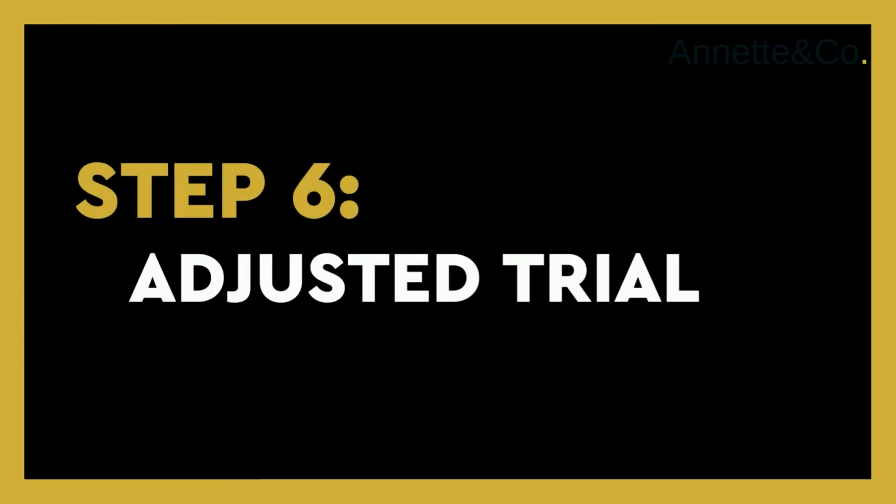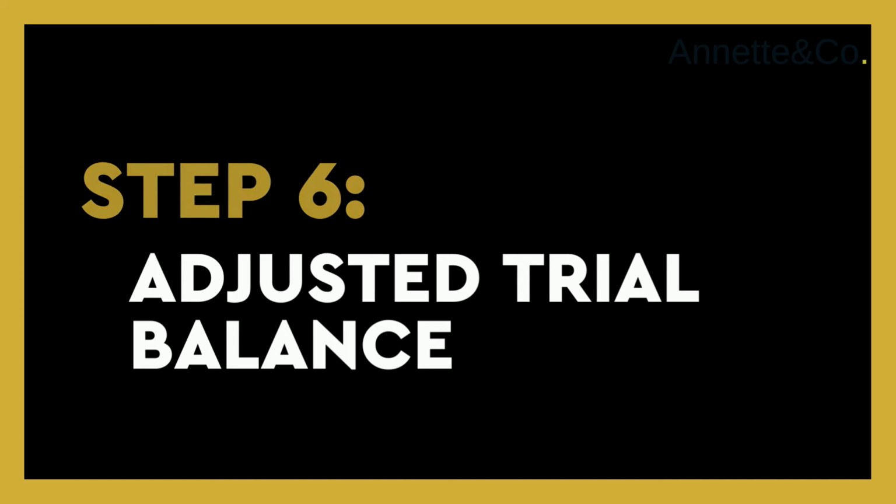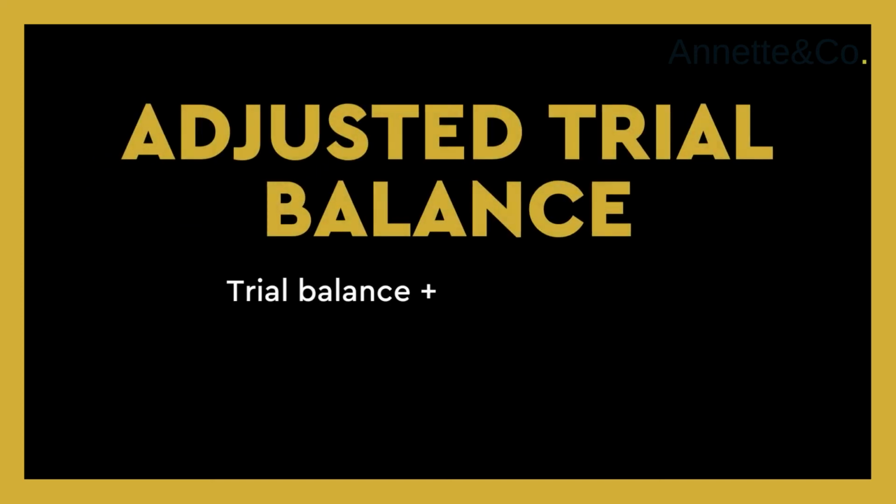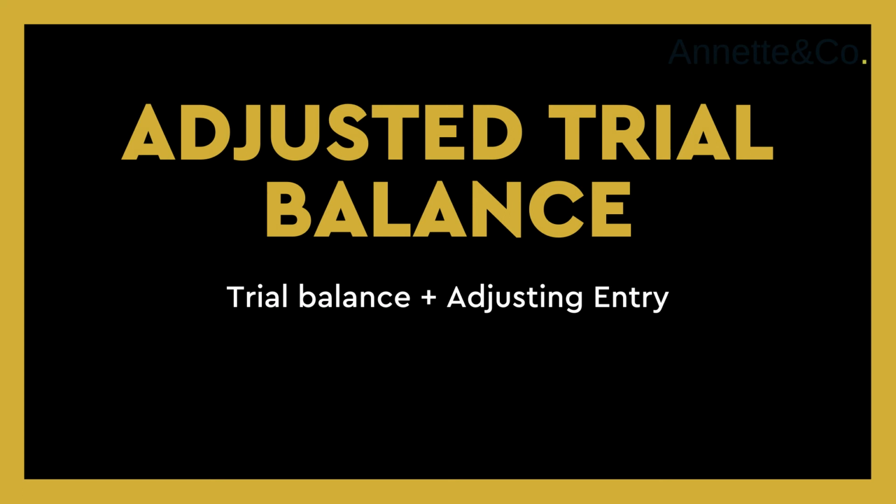In your annual accounts, it will state which regulations have been complied with when the accounts are prepared. And that leads us on to step 6, which is the adjusted trial balance. The adjusted trial balance is basically the trial balance plus the adjusting entries.